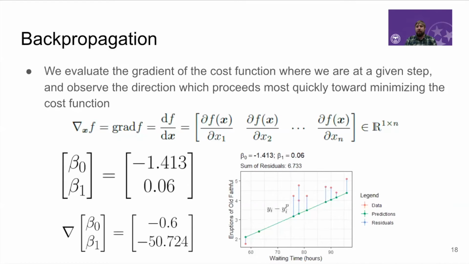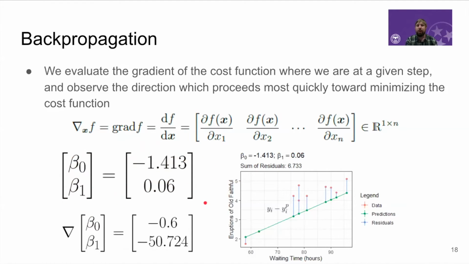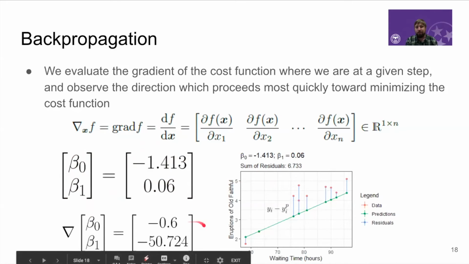So we evaluate that gradient. Going back to the example that I have here, where we started at before, we have these beta weights that we started with on our first iteration. And if we find the gradient of the cost function there, then we actually have -0.6 and -50.724. So this is much, much larger. So that says we need to make a much larger change in beta 1.